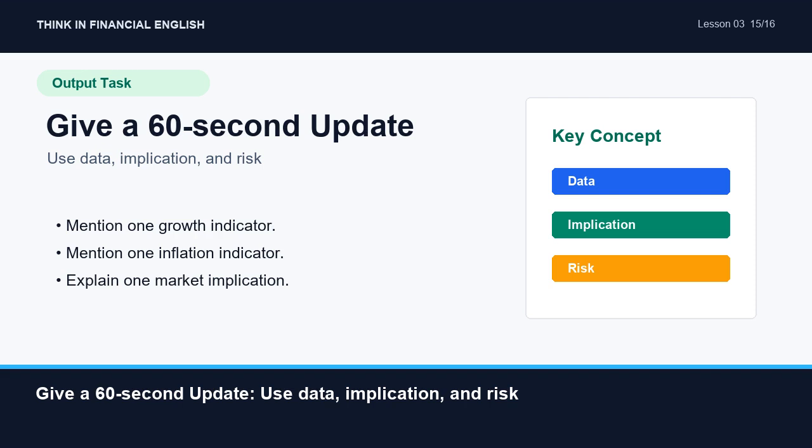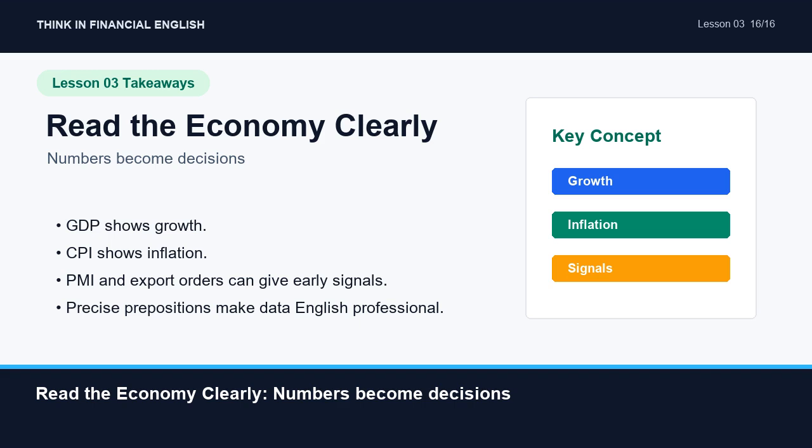Your output task is to give a 60-second market update. Use one growth indicator, one inflation indicator, and one market implication. For example, GDP growth slowed, while core CPI remained elevated. This may keep interest rates higher for longer and pressure borrowers. A good market update should mention the indicator, the direction, the size of the move, and the possible implication for policy or markets.